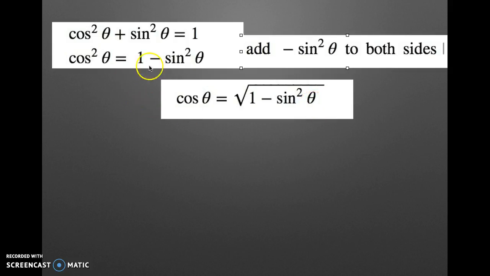You can get this by just taking the square root of this one. So take the square root of cosine of theta squared equals 1 minus sine of theta squared. By taking the square root of that, you get cosine of theta equals the square root of 1 minus sine of theta squared.